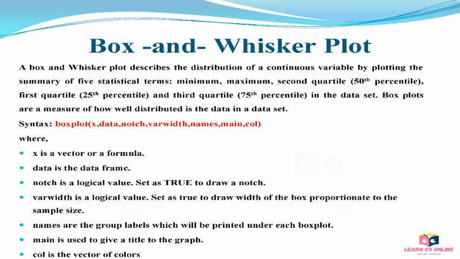where x is a vector or a formula, data is the data frame, notch is a logical value. Set as true to draw a notch. Varwidth is a logical value. Set as true to draw the width of the box proportionate to the sample size. Names are the group labels which will be printed under each box plot. Main is used to give a title to the graph. Col is the vector of colors.